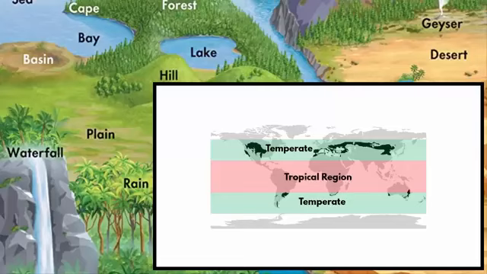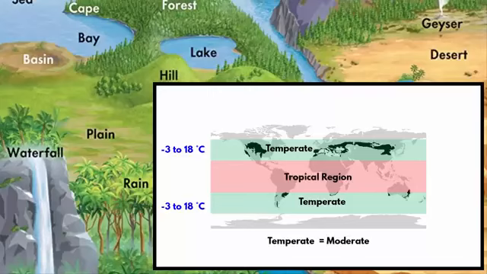If you look at the temperature in this region, it is somewhere between -3 to 18° Celsius. That means the average yearly temperature in this region is not extreme, because the meaning of the word temperate is moderate. Even the precipitation is moderate here. That is why these temperate grasslands are a difficult place for tall plants and trees.